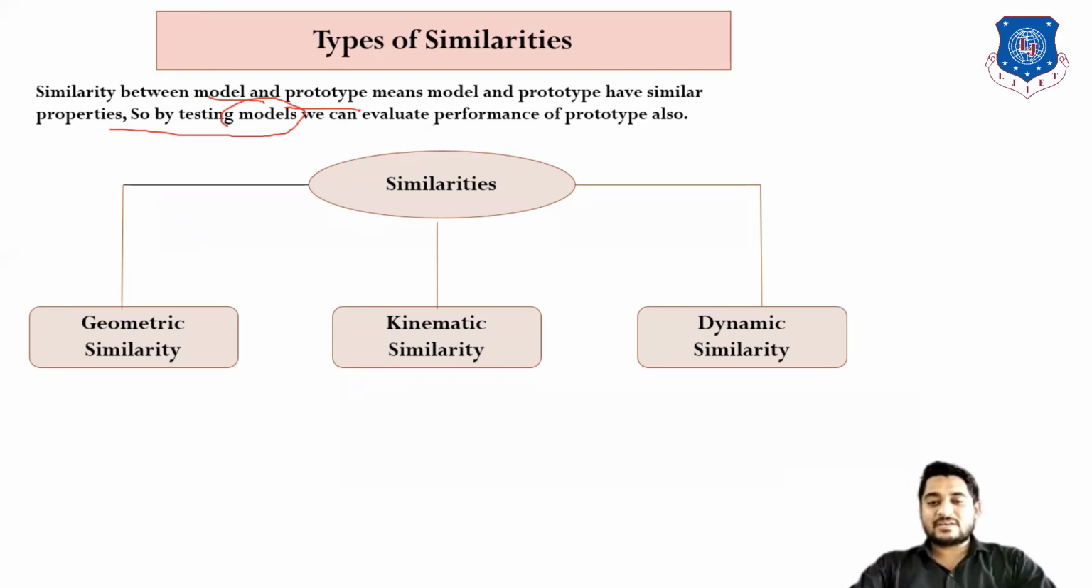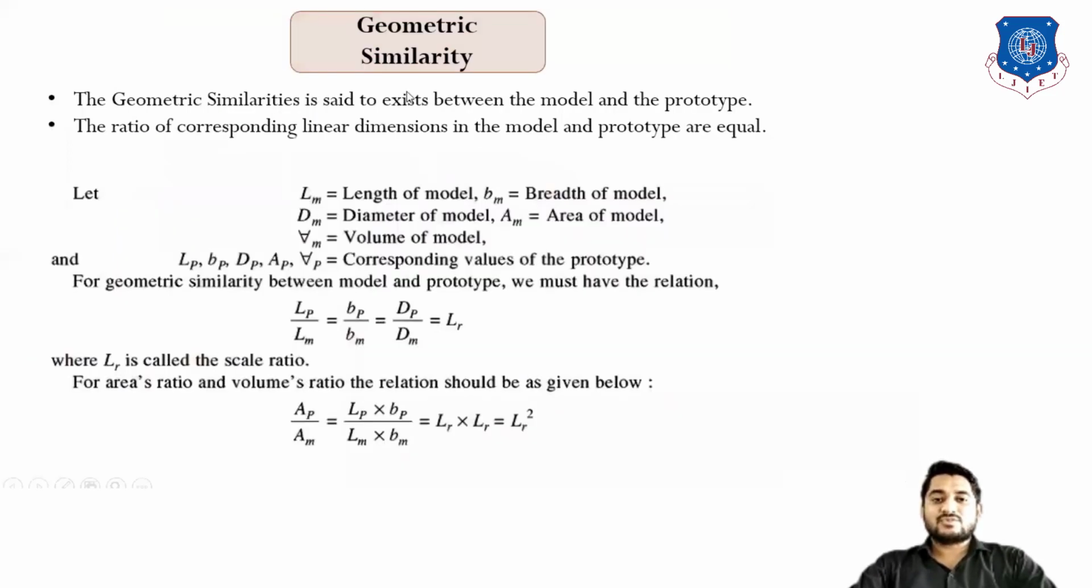Basically, there are three types of similarities: geometric similarity, kinematic similarity, and dynamic similarity. First one is geometric similarity. For geometric properties, we all know this: length, width, height, area, volume, those are all geometric properties. Geometric similarity is said to exist between model and prototype when the ratio of corresponding linear dimensions in the model and prototype is equal.